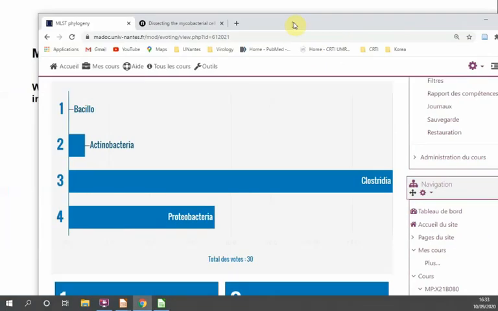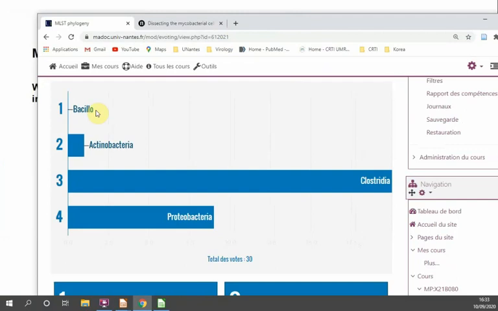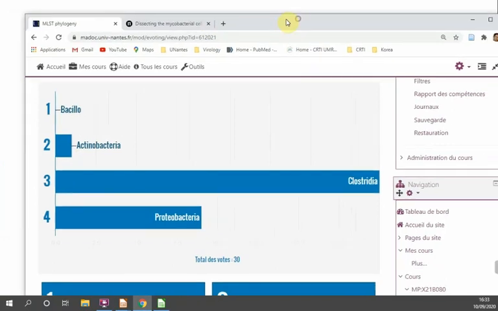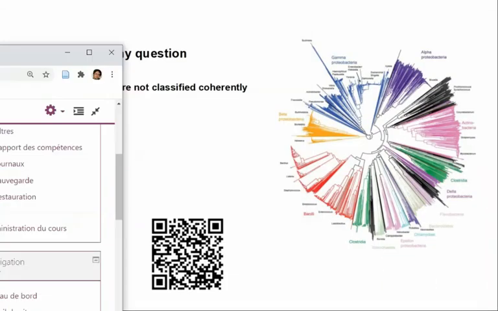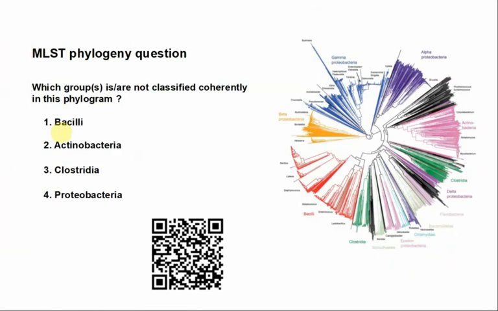Okay, so let's see what people think. That's Bacillus, that seems okay, Bacilli. Actinobacteria, a couple of people said that. Clostridia, Proteobacteria, those are the ones with problems, right? And I think most people saw this one, Clostridia. Most of them are here, some of them are down there. They should all be clustered together, right, if this is working.